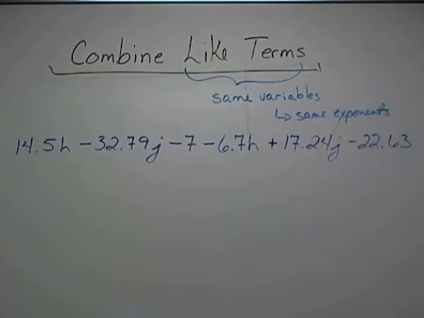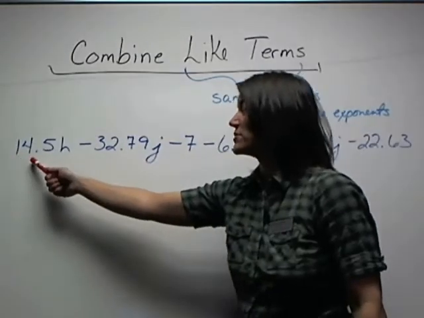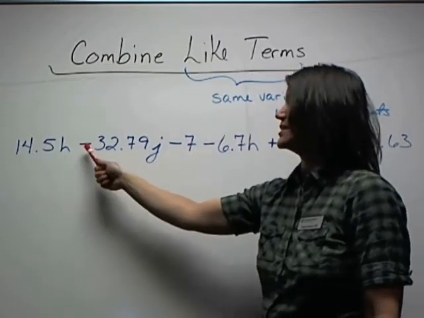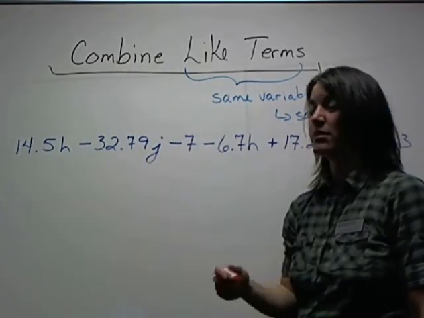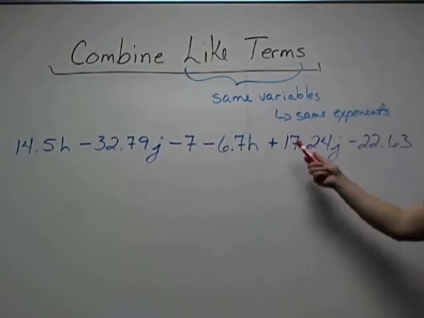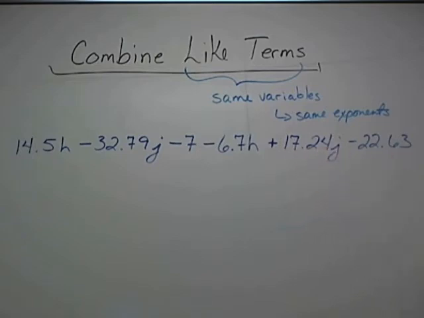So up here in my example, I have 6 different terms. Remember, terms are the stuff that's separated by either addition or subtraction. The other thing we need to remember is that the sign in front of the term goes with the term. So in this problem, we see that our 6 terms, we have our 14.5h, then we have a subtraction sign, so this term ends. The next term is a negative 32.79j, then we have a negative 7, then we have a negative 6.7h, we have a positive 17.24j, and we finish with a negative 22.63.